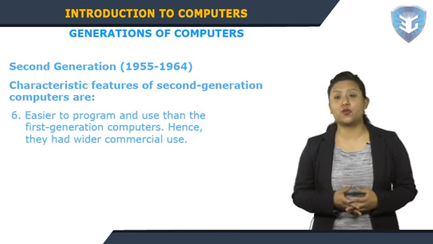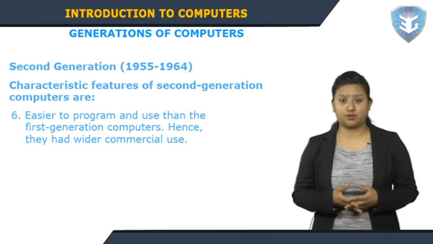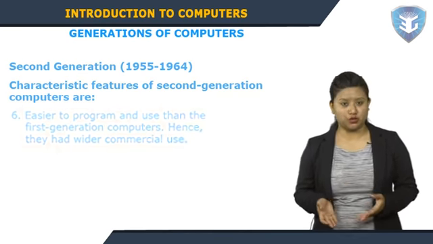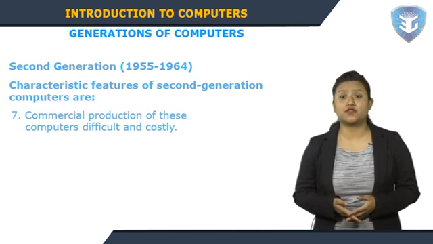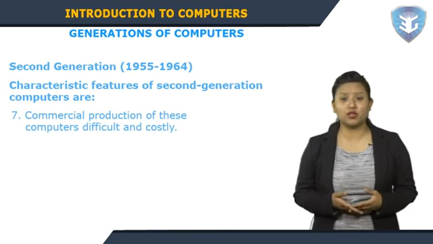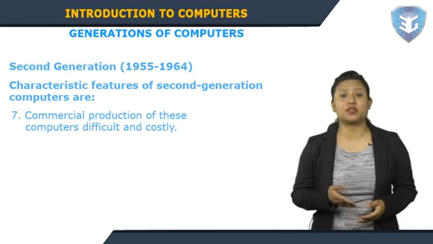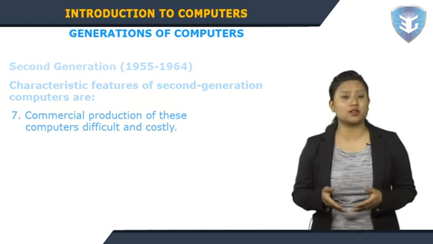They were easier to program and use than the first generation computers, hence they had wider commercial use. In these computers, thousands of individual transistors had to be assembled manually by hand into electronic circuits, making commercial production of these computers difficult and costly.